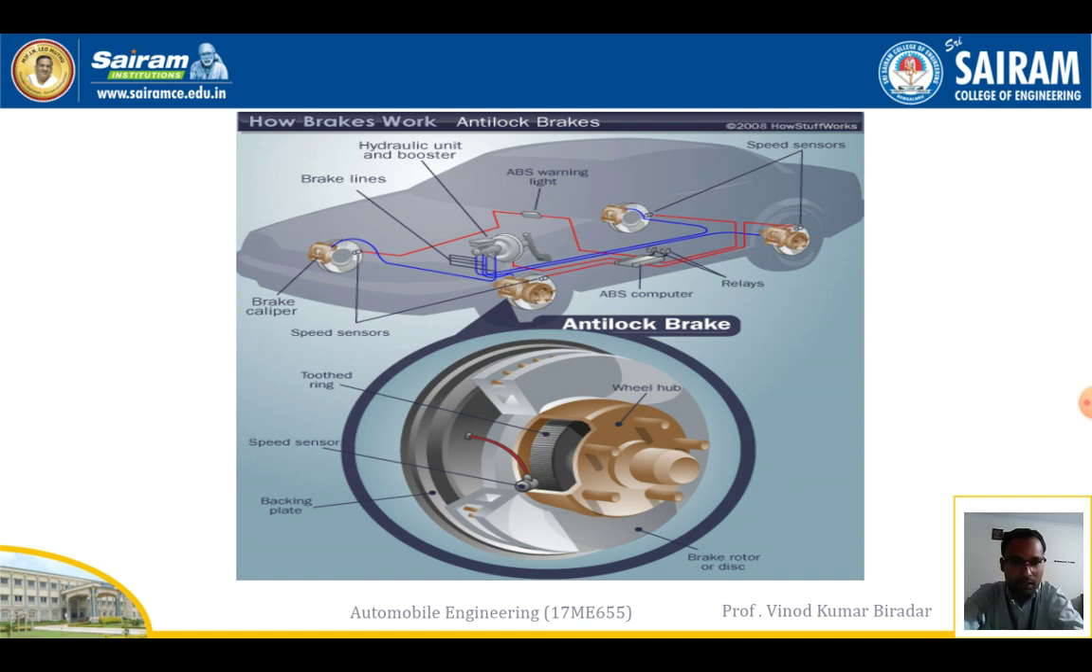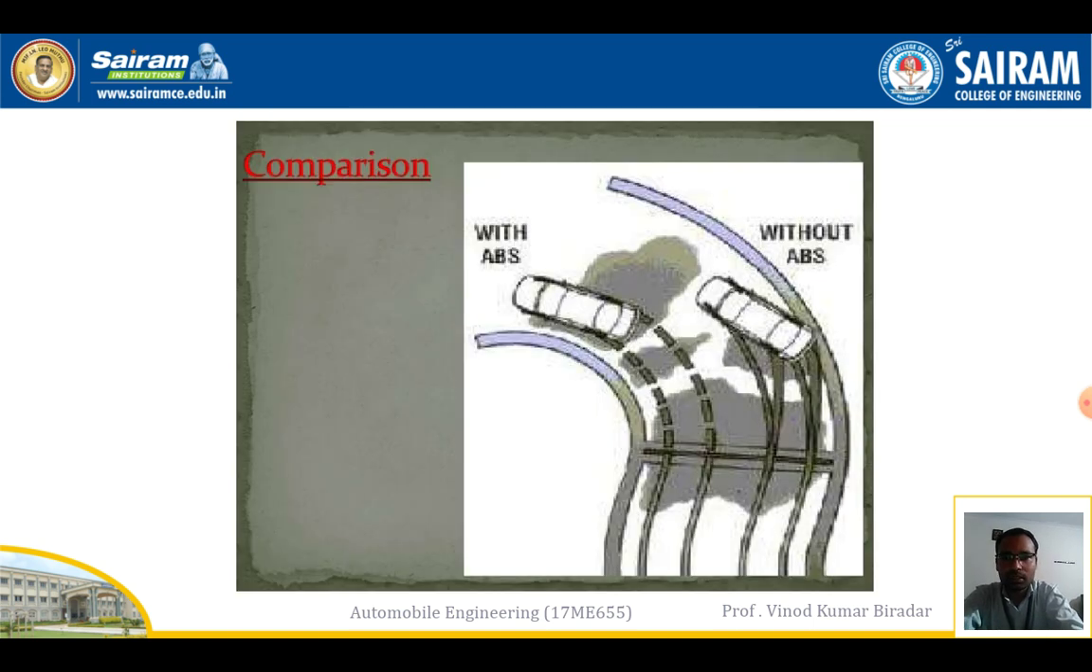It will sense the signal from the master cylinder and lock the wheel automatically, so that once it is locked, the vehicle cannot move further. It will stop automatically. Okay, not within a span of a second, it will move a little further, and then it will stop automatically. That is the main function of the anti-lock braking system.